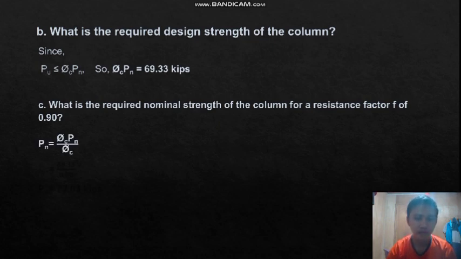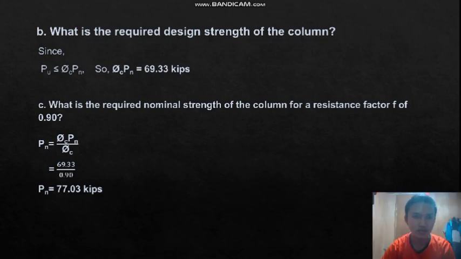So Pn is equal to design strength over resistance factor. By substituting it, we can get 69.33 over 0.90, and by dividing it, we get the nominal strength is equal to 77.03 kips.